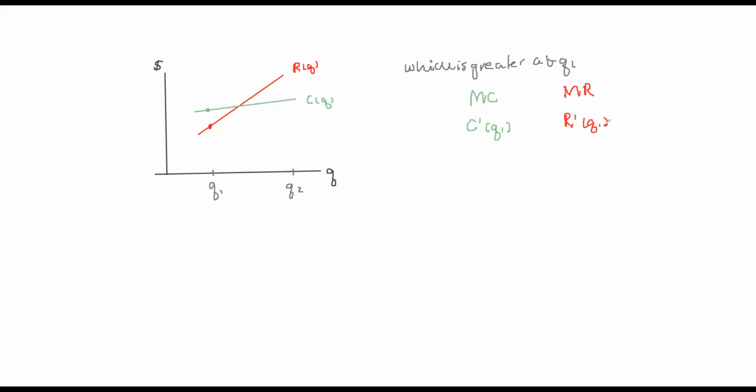Why do you say marginal revenue? Because it has a greater rate of change. Exactly. The rate of change of R at Q1 is greater than the rate of change of C at Q1. Rate of change meaning slope, right?